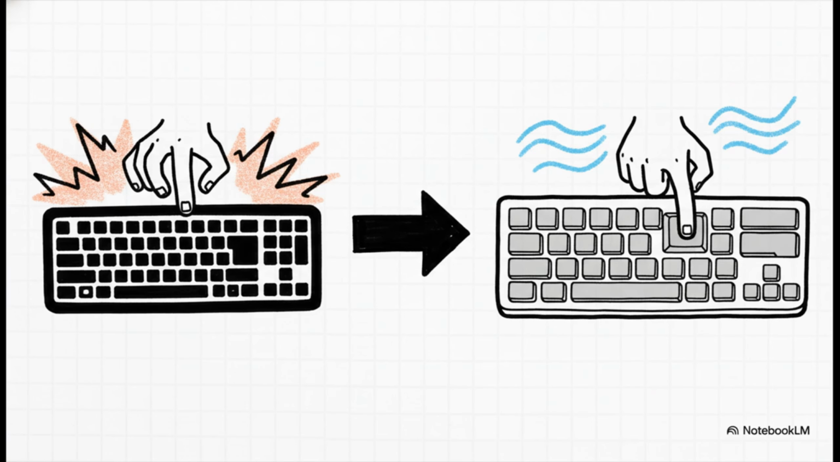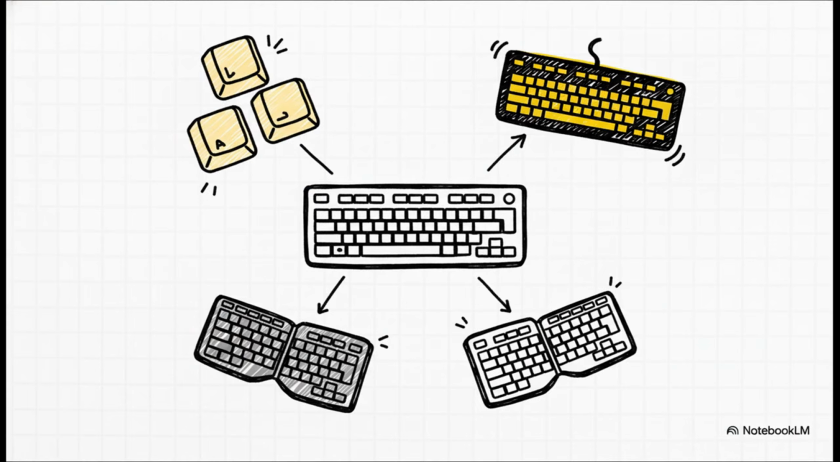And the solution here is the adaptive keyboard. And it really all comes down to one thing: customization. These keyboards might have much larger keys or different spacing to help prevent accidental presses or even completely unique layouts. The whole goal is just to make the physical act of typing comfortable and efficient.